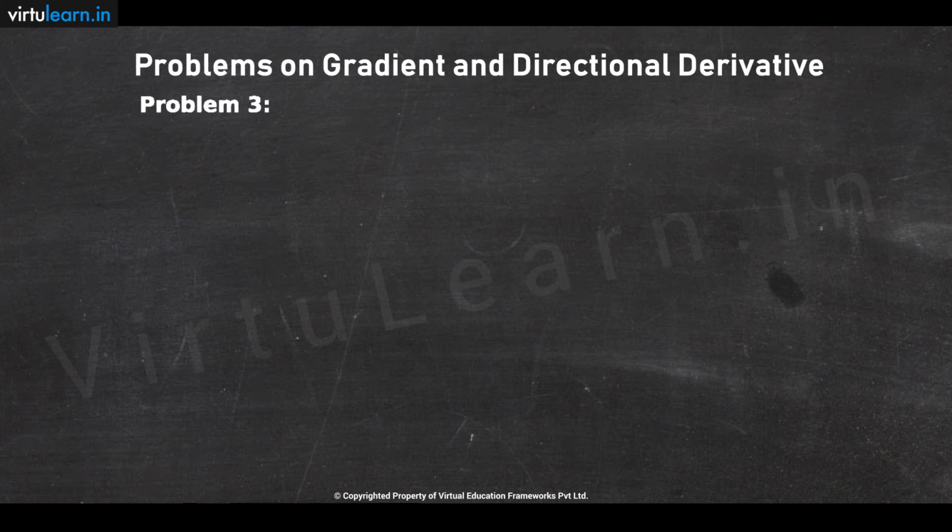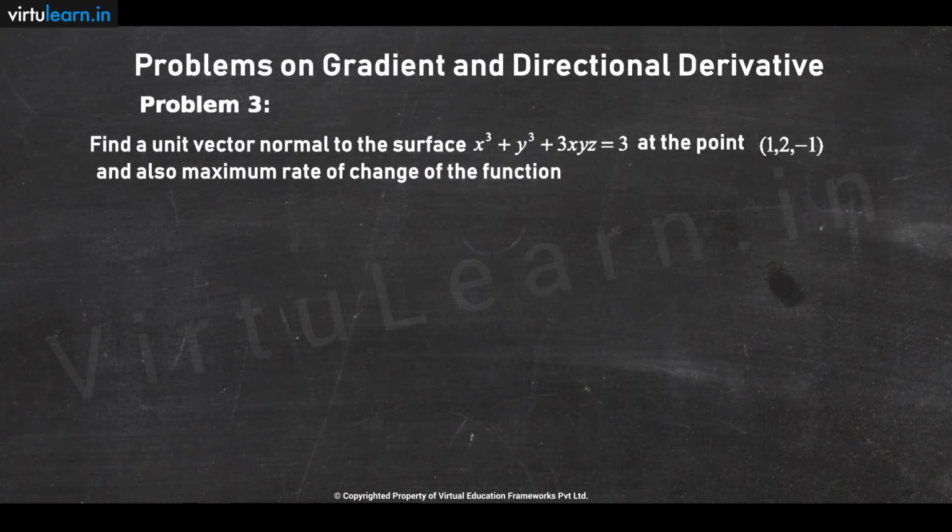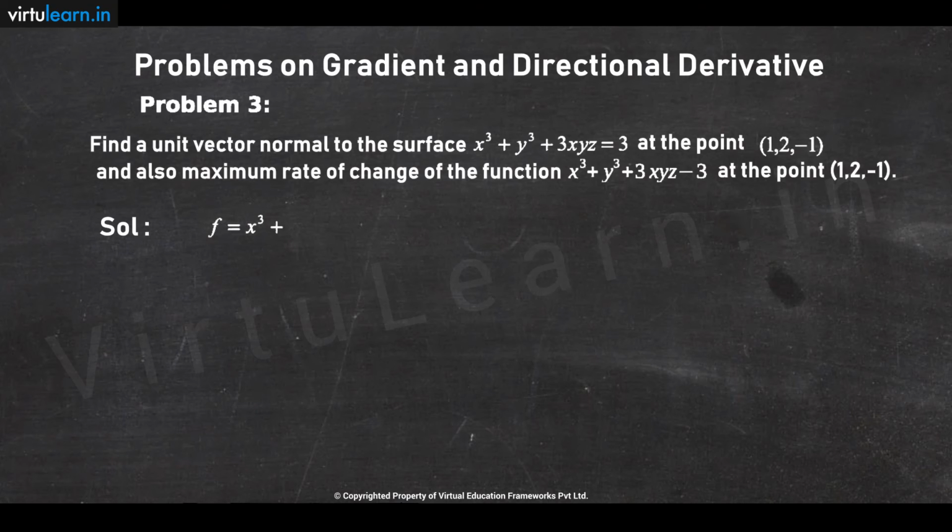The third problem of this unit is to find a unit vector normal to the surface x cube plus y cube plus 3xyz equal to 3 at the point 1 comma 2 comma minus 1, and also the maximum rate of change of the function x cube plus y cube plus 3xyz minus 3 at the same point, that is 1 comma 2 comma minus 1. We know that grad f gives the direction normal to the surface, and the magnitude of grad f gives the maximum rate of change of the function. So let us take f equal to x cube plus y cube plus 3xyz minus 3, so that our surface can be represented by f equal to 0.